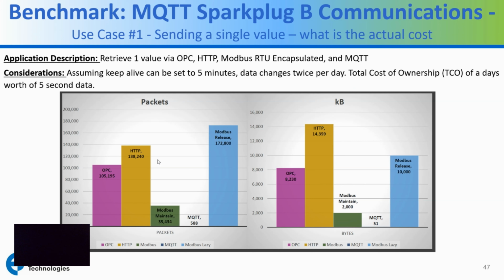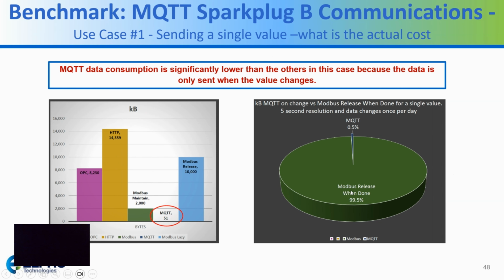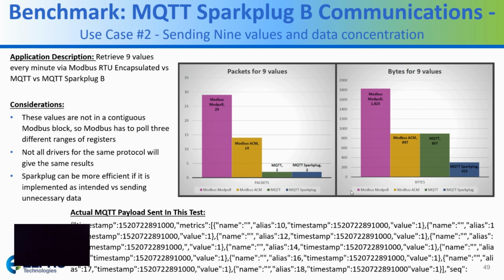So the total cost of ownership of the data is 5 seconds of data per day. So when you compare the packets, a little bit more data, but look at how low the information is or data is for the MQTT compared to the others. And even lower because you're just breaking it out for the data to be 51. So the comparison of that and the reason for it is it's only sending its data when the data changes. So you have up to 95% or 99% efficiency in comparison from the MQTT to Modbus.